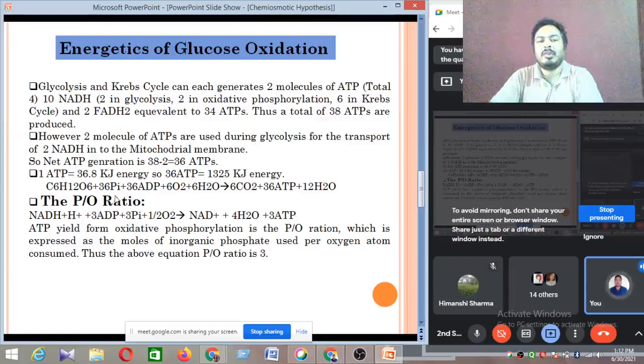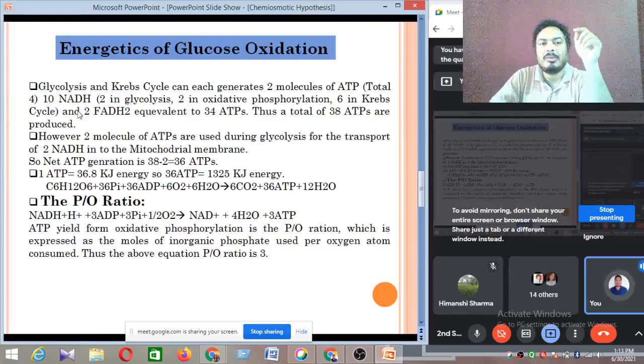Now what is the phosphate by oxygen ratio? For that we have to know that from one NADH molecule, just to remember, 3 ATP molecules are formed. You can see over here, a total of 10 NADH molecules are here. If one NADH molecule produces 3 ATP, then from 10 NADH, how many ATPs can be produced? They can produce a total of 30. One NADH can produce 3, 10 can produce 30.